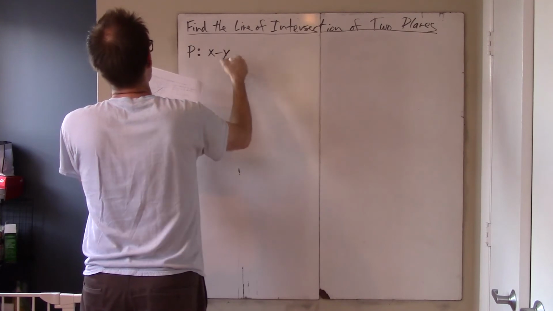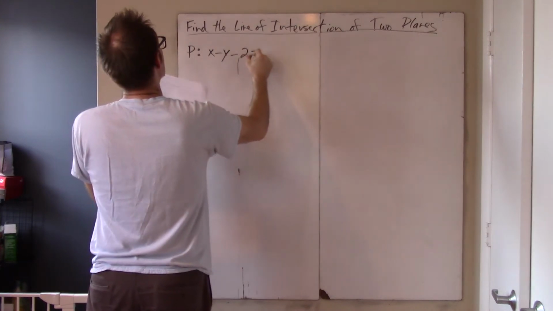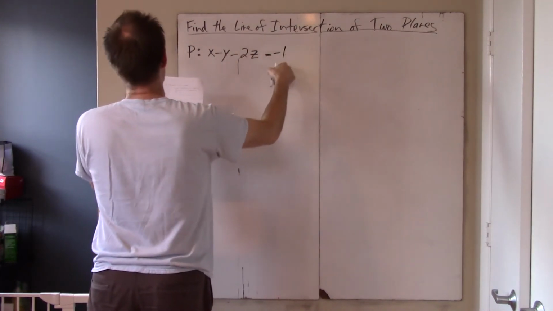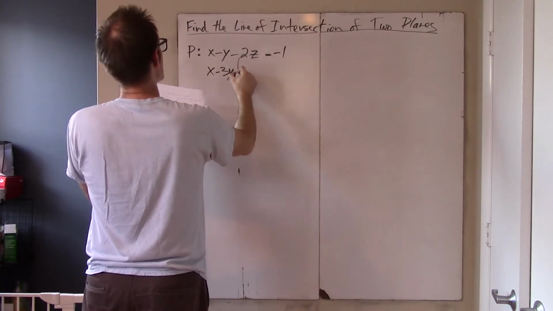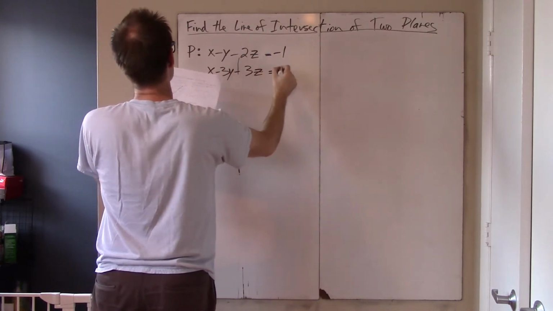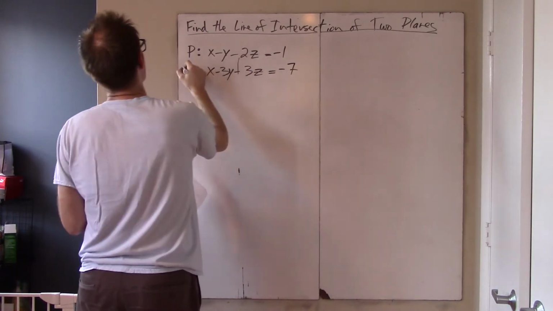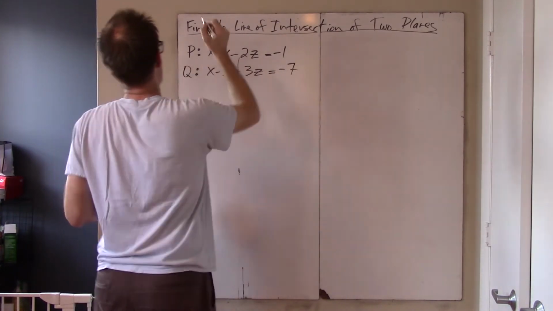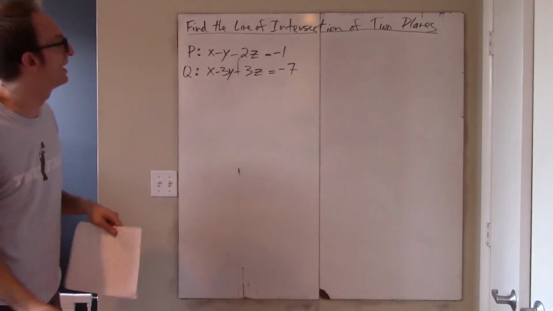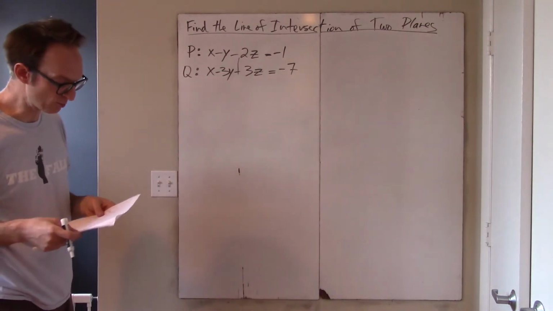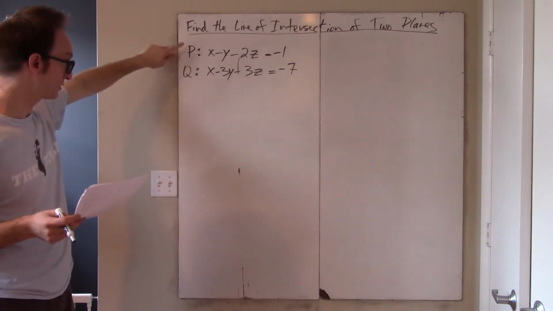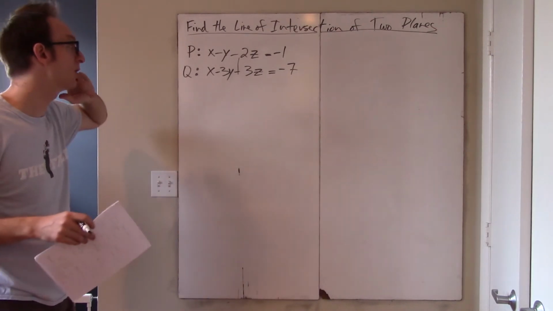But anyway, x minus y minus 2z is -1, and x minus 3y minus 3z equals -7. Once again, I've picked more or less arbitrarily some planes. I'm sorry for this mark. I'm going to get new boards, I think, at some point. Okay, so let this be plane P, let this be plane Q.